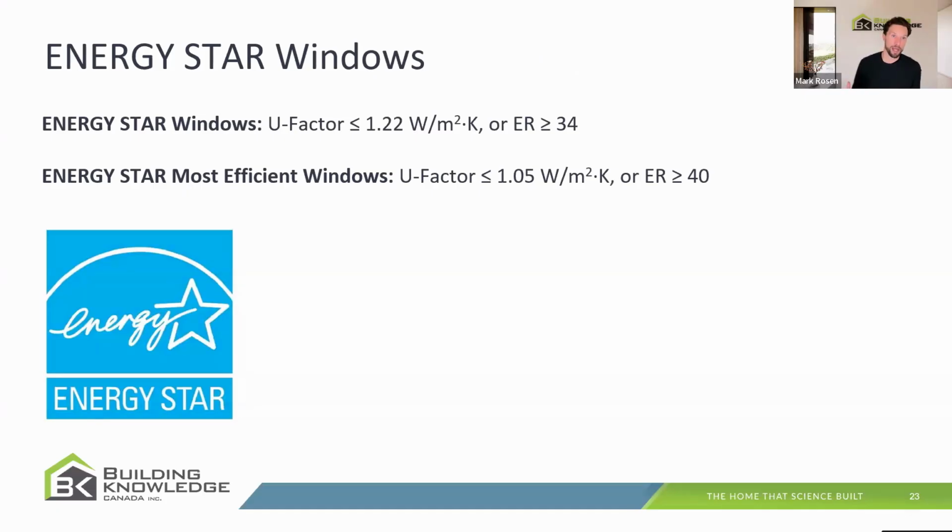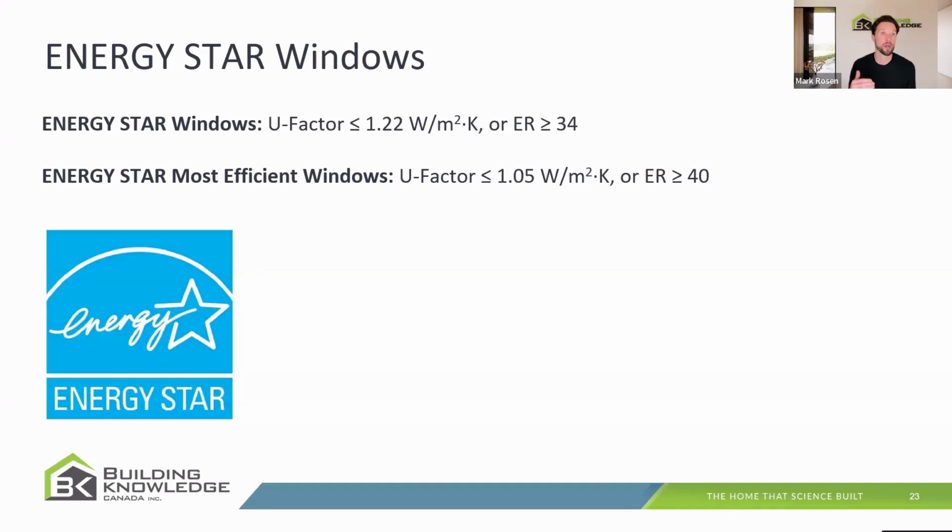The Energy Star brand is also available for windows as a product. This is very helpful because the government actually has a product list, a searchable product list, and I'll have a slide at the end which shows a link to that. But just for reference, the benchmark for Energy Star windows is a U factor of 1.22 or lower, or an energy rating of 34 or higher. Remember that those metrics are inverted from each other.